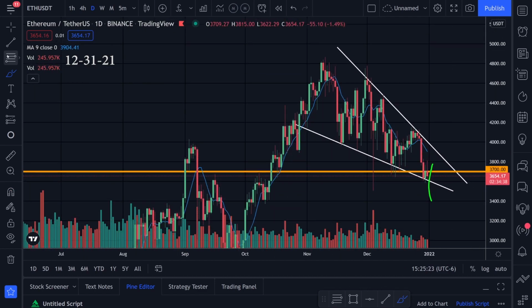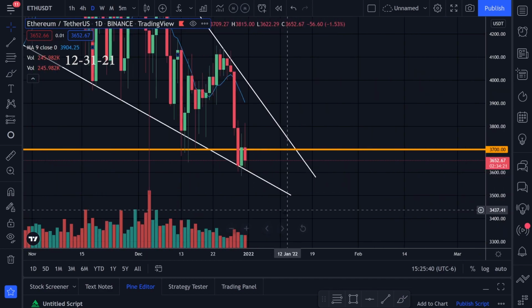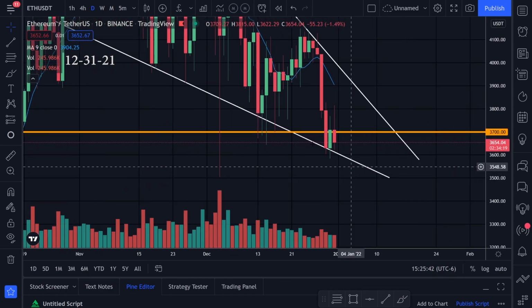So yeah, I had a limit order set at 3,700, which is this orange line right here. We came down, hit that limit order, and then we got a little bounce, and it looks like we were staying in this area, but we're a little bit below it right now. Right now we're sitting at 3,652.